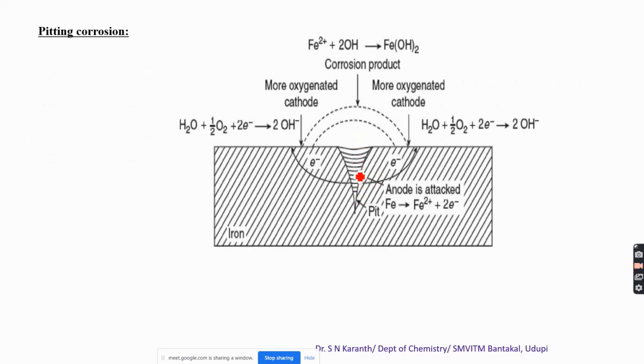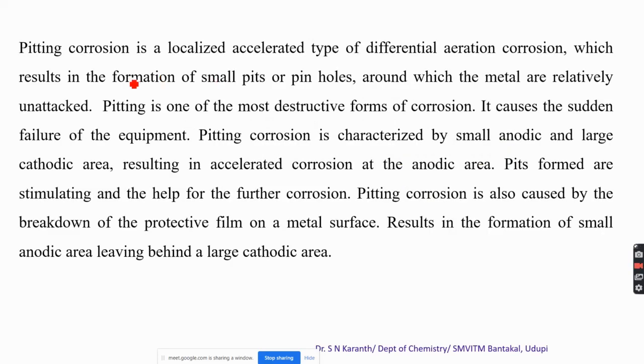In this area, it is less oxygenated, whereas the other area is a more oxygenated area. This less oxygenated area is usually lost, the metal is lost in the form of metal ion, and it liberates electron, and this liberated electron migrates towards the cathode, and at the cathode, some negative ions are formed. That is a more oxygenated part, and these negative ions attack or combine with the positive ions, and as a result, corrosion begins. So pitting corrosion is a localized or accelerated type of differential aeration corrosion.